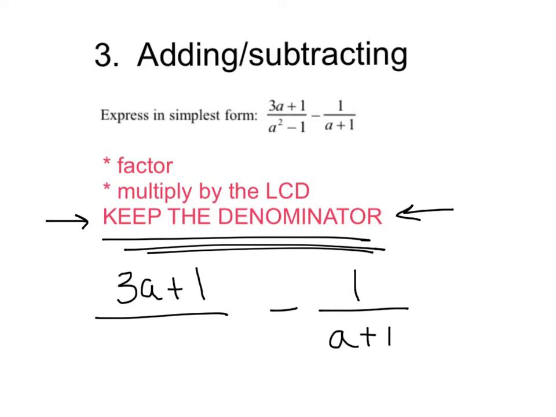Okay, so the first thing I'm going to do is go factor that denominator. I've got perfect squares, so I'm going to say that's a plus 1 and a minus 1. All right, the other thing I want to take care of is that ugly negative.